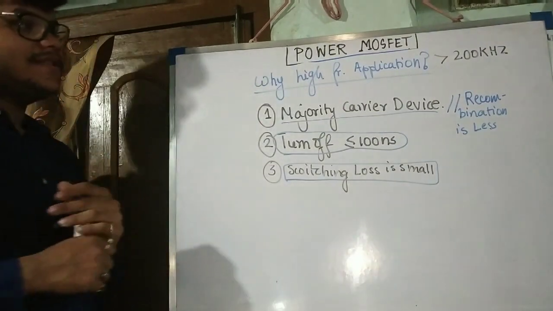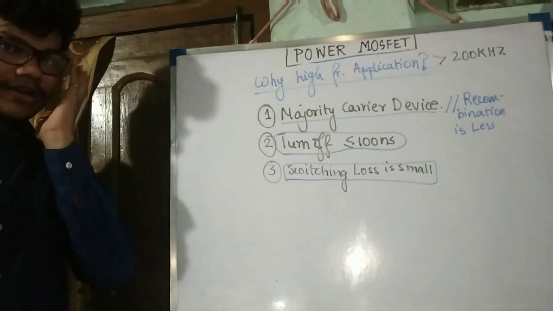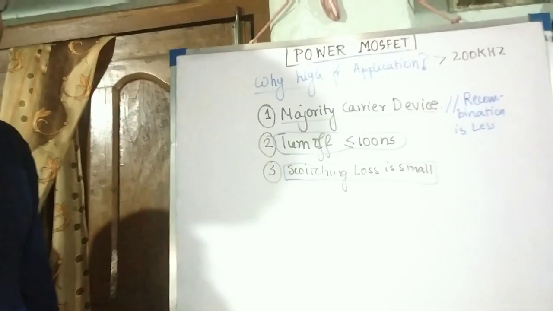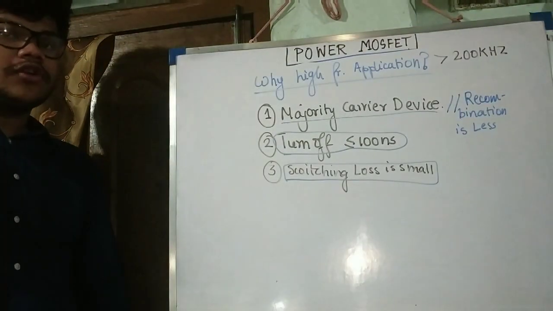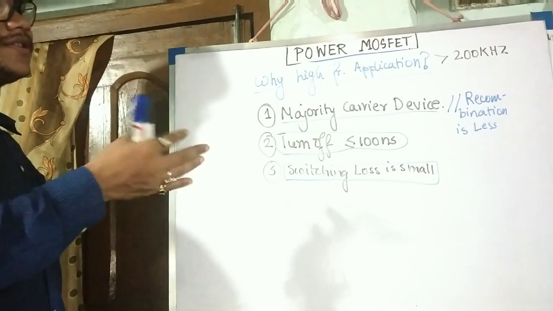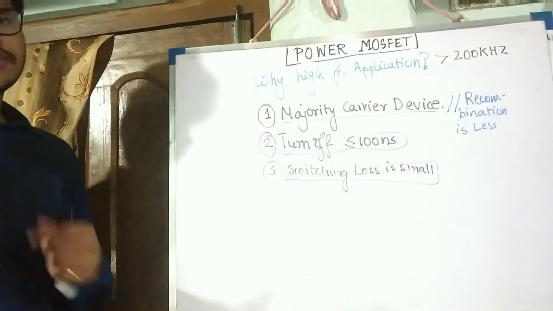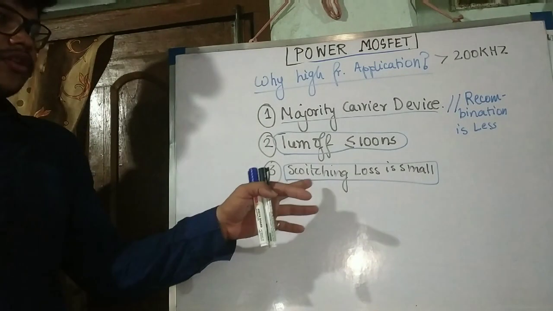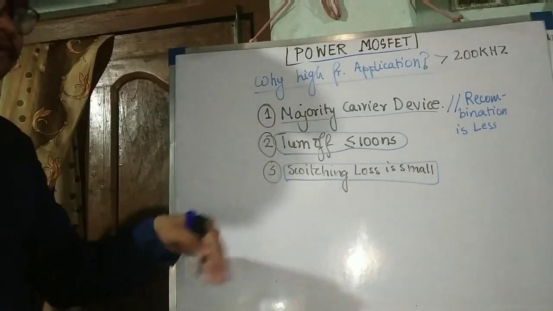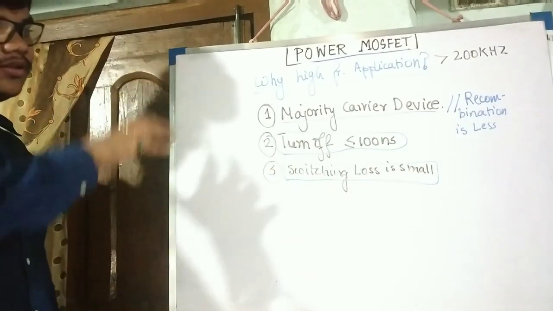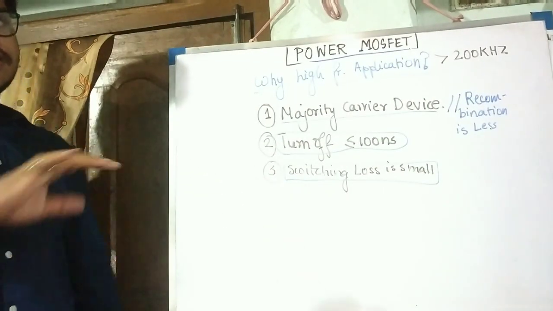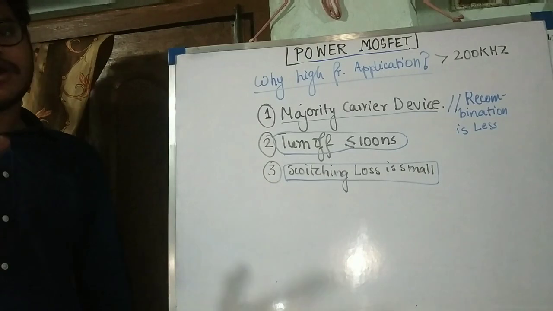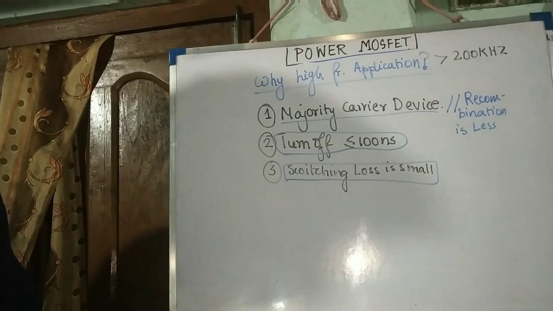But in BJT, as it is both majority and minority carrier device, the turn off process takes more time, so it is used for low frequency application. That should be used for less than 20 kilohertz, not more than that. And the switching loss in BJT is very high, but compared to power MOSFET, the conduction loss is very less in power BJT.